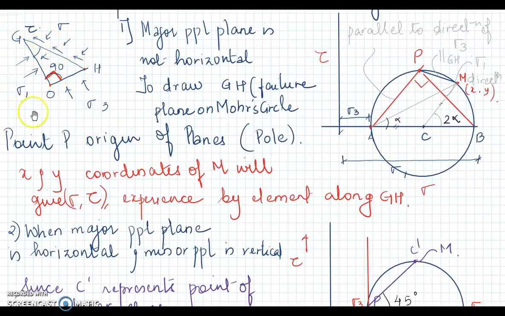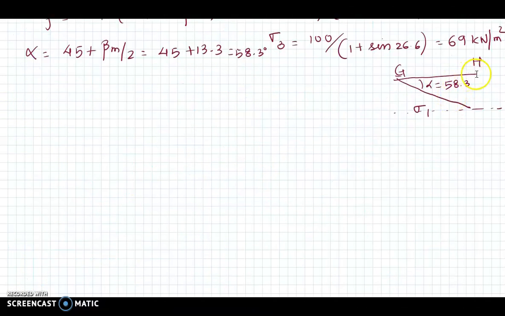I have purposely come to this particular point, I want you to concentrate on this GH again now. Alpha you've got it as 58.3. What type of test is being conducted? It's a direct shear test. In a direct shear test, what is the direction of failure plane? It's horizontal, so that GH is supposed to be horizontal. If GH is horizontal and GH makes alpha, that is 58.3, with sigma 1, then does that mean sigma 1 makes 58.3 with horizontal? This is simple geometry.